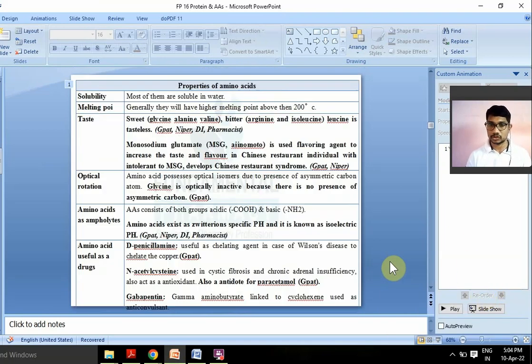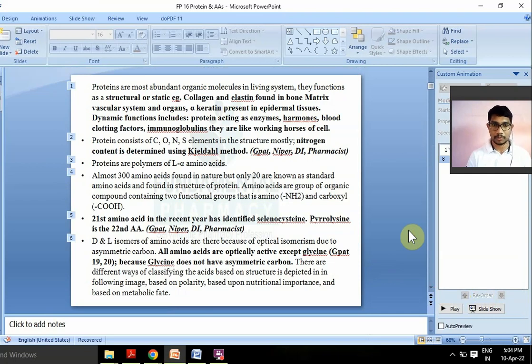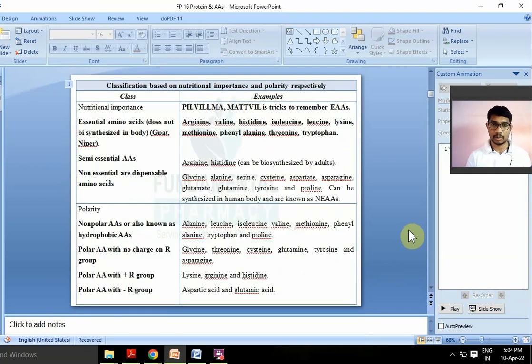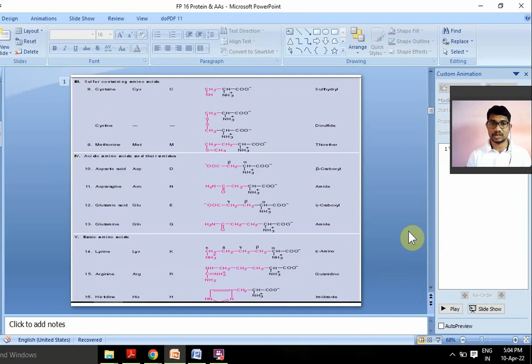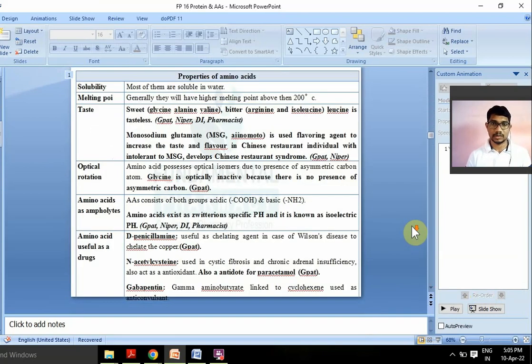We have seen this portion. So, amino acids, their properties, their optical properties, composition, classification of amino acids, what is essential, what is non-essential, what is semi-essential. We have also seen the classification on the structural basis. Then we have seen the optical isomerism. Then properties of amino acids, we have seen this.